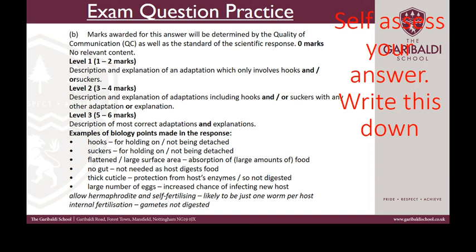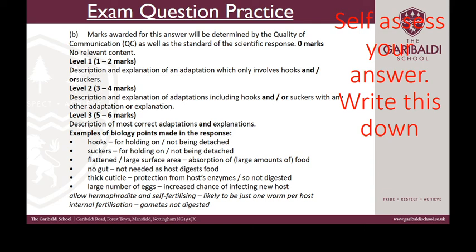Level 1, so this will give you 1 to 2 marks, description and explanation of an adaptation which only involves hooks and or suckers. Level 2, 3 to 4 marks, description and explanation of adaptations including hooks or suckers with any other adaptation or explanation. So if you just give the adaptation, you won't get it. You want to link them together. Then level 3, 5 to 6 marks, description of the most correct adaptations and explanations.